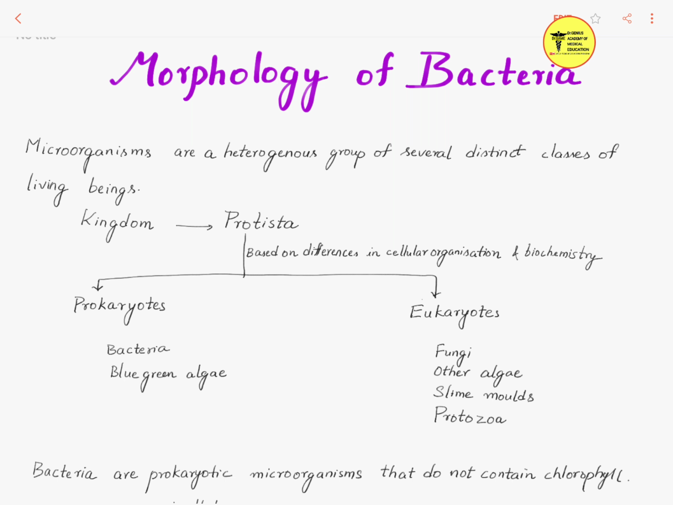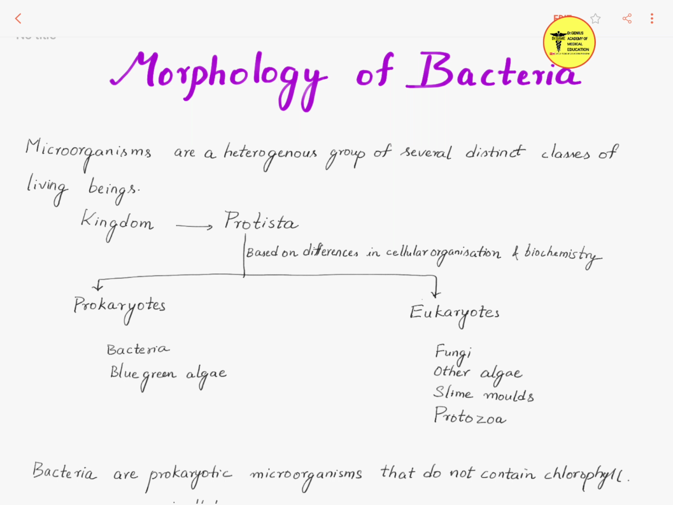Morphology of bacteria. Microorganisms are a heterogeneous group of several distinct classes of living beings. They come under the kingdom Protista. Based on the differences in cellular organization and biochemistry, they are classified into prokaryotes and eukaryotes. Under prokaryotes, you can see bacteria and blue-green algae.